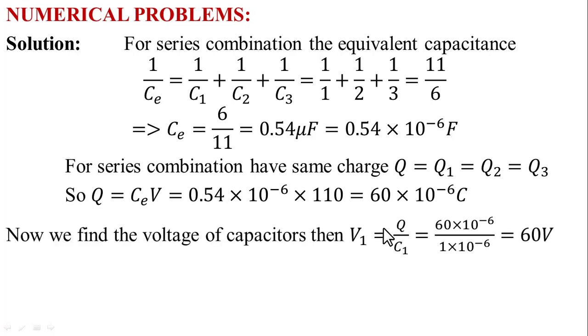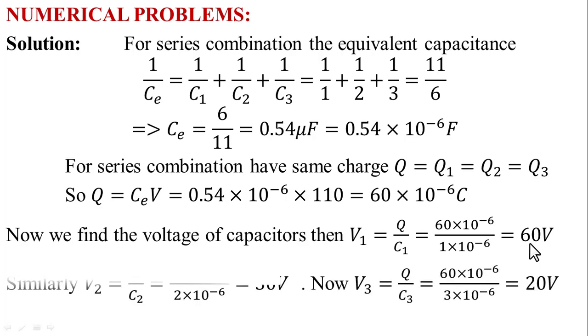Now we can find the voltages. First of all, for C1 we can calculate V1 is equal to Q upon C1. The value of Q is 60 multiplied by 10 raised to power minus 6 divided by 1 multiplied by 10 raised to power minus 6. 10 raised to power minus 6 cancels with 10 raised to power minus 6. So V1 is equal to 60 volt.